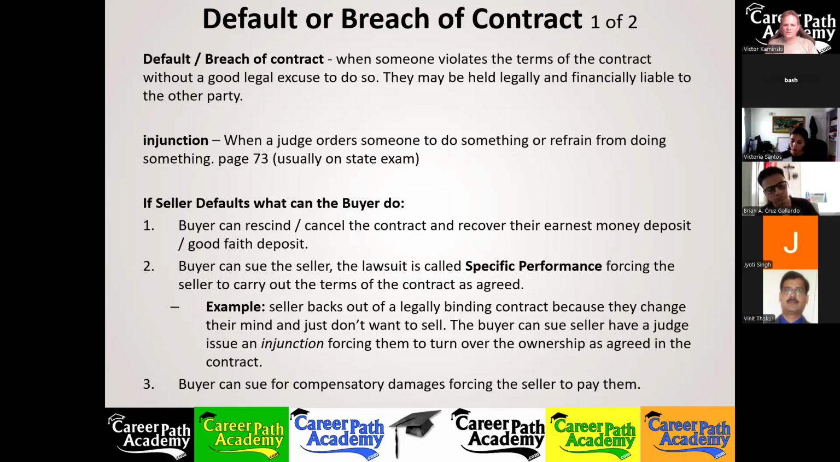Now, the buyer can also sue for compensatory damages. That means they could force the seller to pay them money for breaching the contract, to issue them compensation. That's what compensatory damages are.